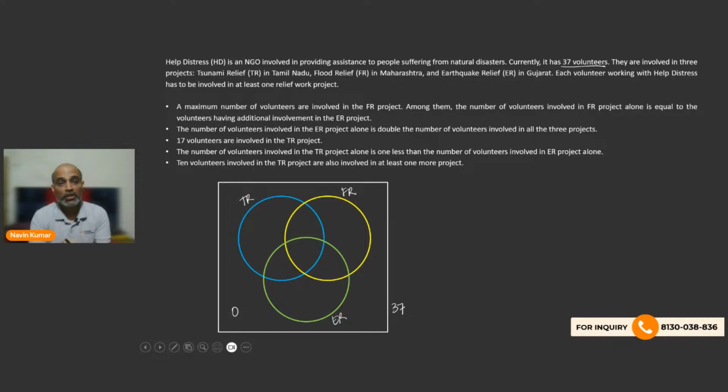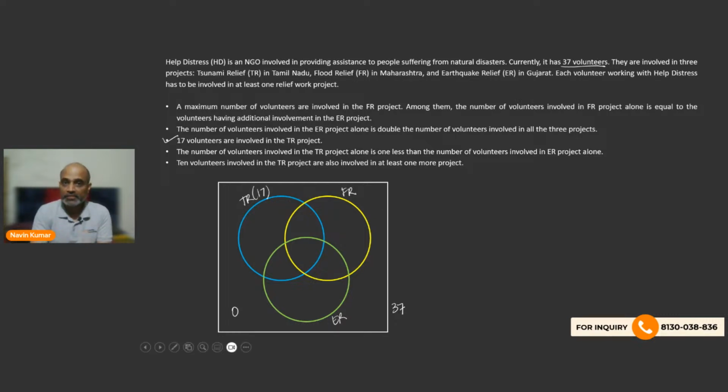Among them, the number of volunteers involved in the FR project alone is equal to the volunteers having additional involvement in the ER project. So we won't be able to put anything over there again. The number of volunteers involved in the ER project alone is double the number of volunteers involved in all the 3 projects. We do not know the values, so we won't be able to put them. 17 volunteers are involved in the TR project. Now, this is something which is kind of concrete.